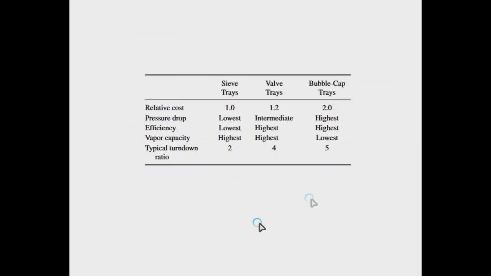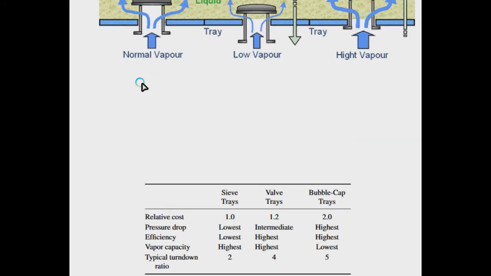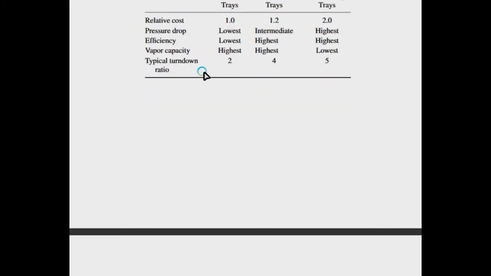And here you can see the differences between the sieve, valve, and bubble cap tray. You can say the highest pressure drop is in bubble cap, but efficiency is also highest and vapor capacity is lowest. In most cases, bubble cap trays are used to handle variable vapor capacity, but during a steady state process, the sieve tray or valve tray are encouraged in most cases. However, the bubble cap trays have their own capacity, again, to handle variable vapor flow rates.